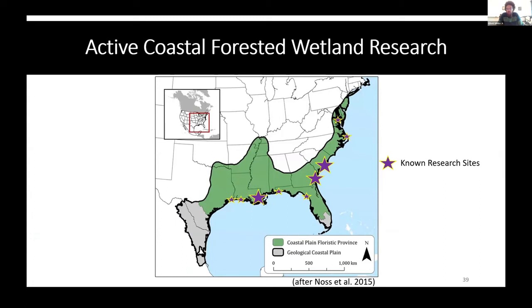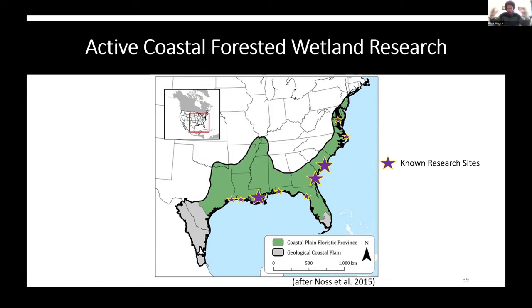And so as Emily and I really started to talk about what we want to do, we started to resonate on these coastal forested wetlands. And what I first did was think about where people are doing this type of research. So the stars represent places where people are doing this type of work, and the bigger the star, the more research that's going on there.